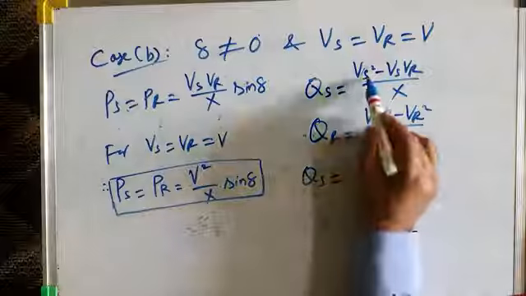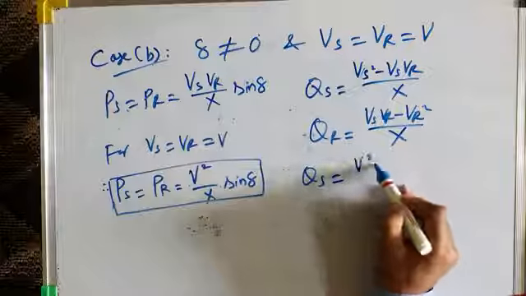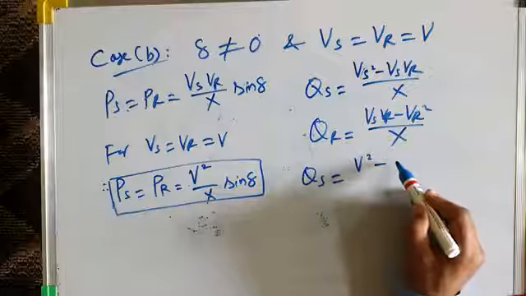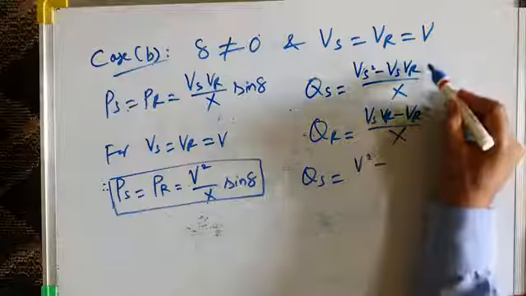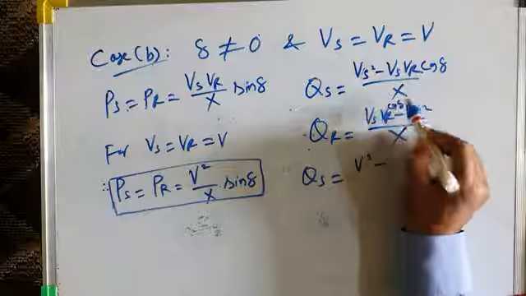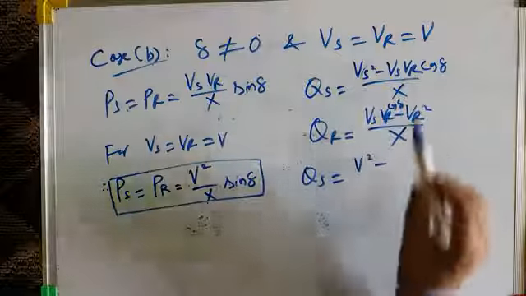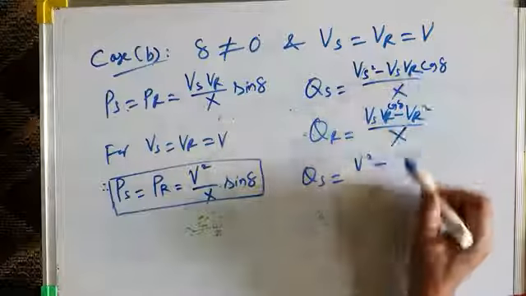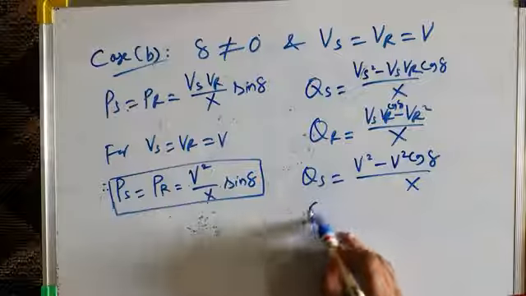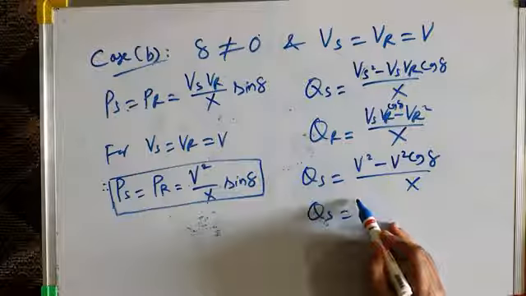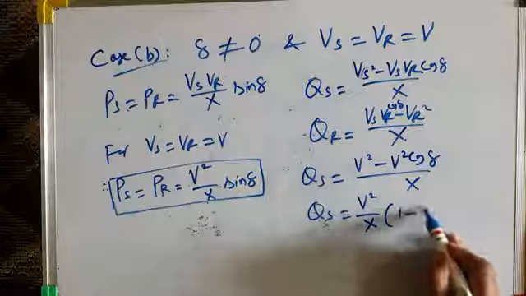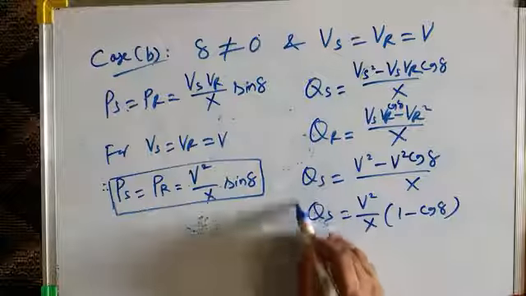Qs is equal to Vs is V, so it is V square, minus Vs Vr cos delta. I'm sorry, I had forgotten this cos delta. So Vs is equal to V, Vr is equal to V, so it is V square cos delta by X. So Qs is equal to, if you take V square by X out, what we get inside is 1 minus cos delta, right?